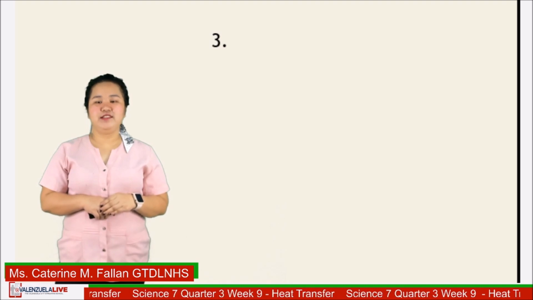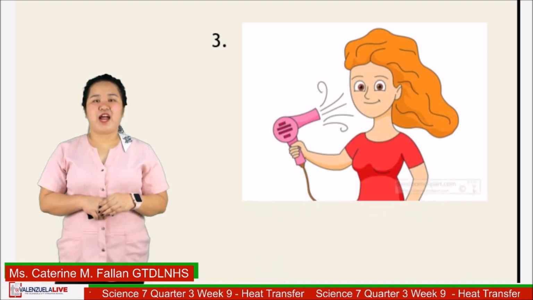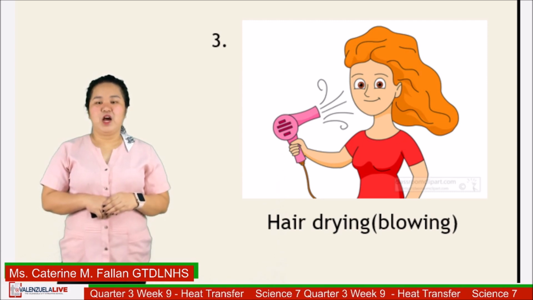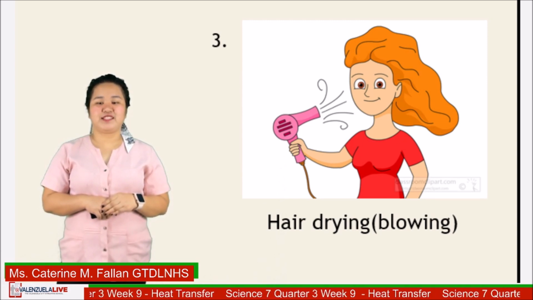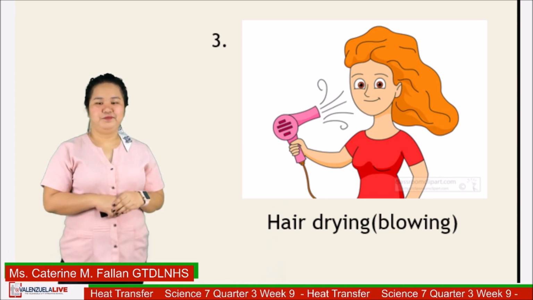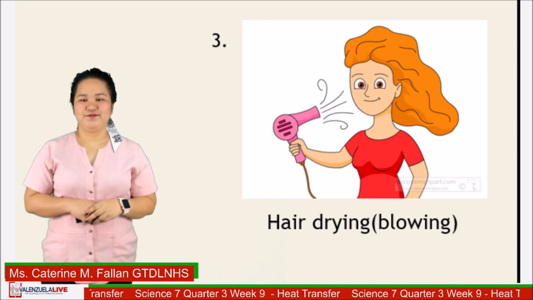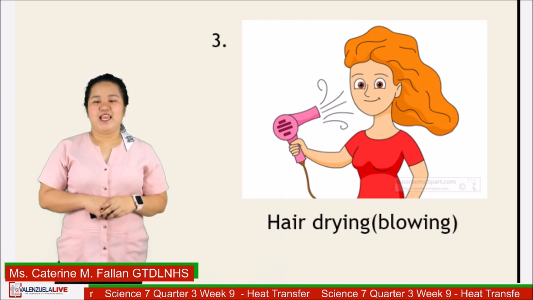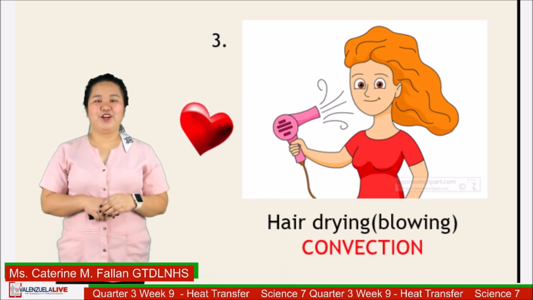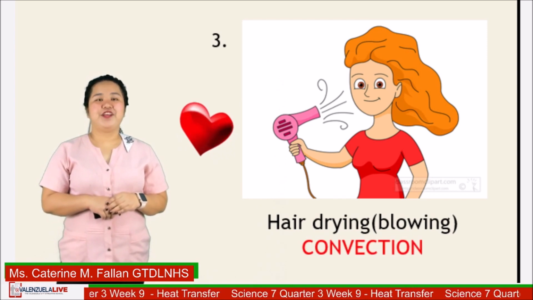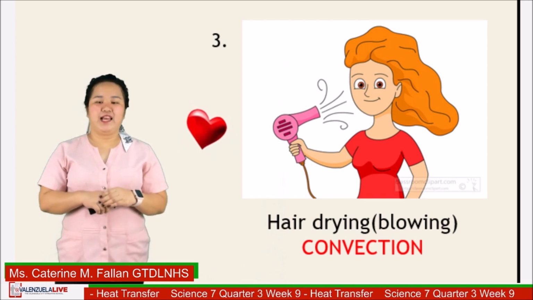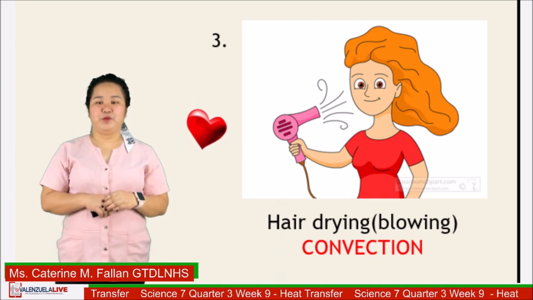Third situation, drying of hair using a hair blower. What mode of heat transfer does it show? You may now type your answer. And the answer is heart emoticon for convection. The fan in the blow dryer causes airflow, letting the warm air reach the wet hair.